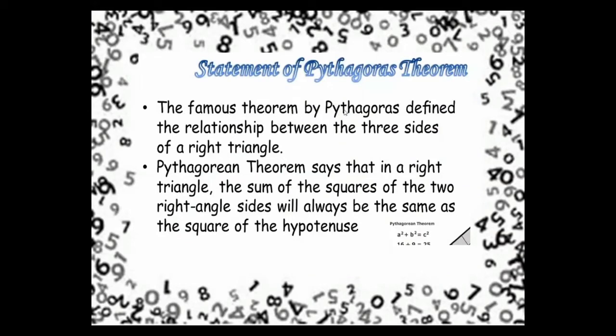The famous theorem of Pythagoras defines the relationship between the three sides of a right triangle. The Pythagorean theorem says that in a right triangle, the sum of the squares of the two right-angle sides will always be the same as the square of the hypotenuse.